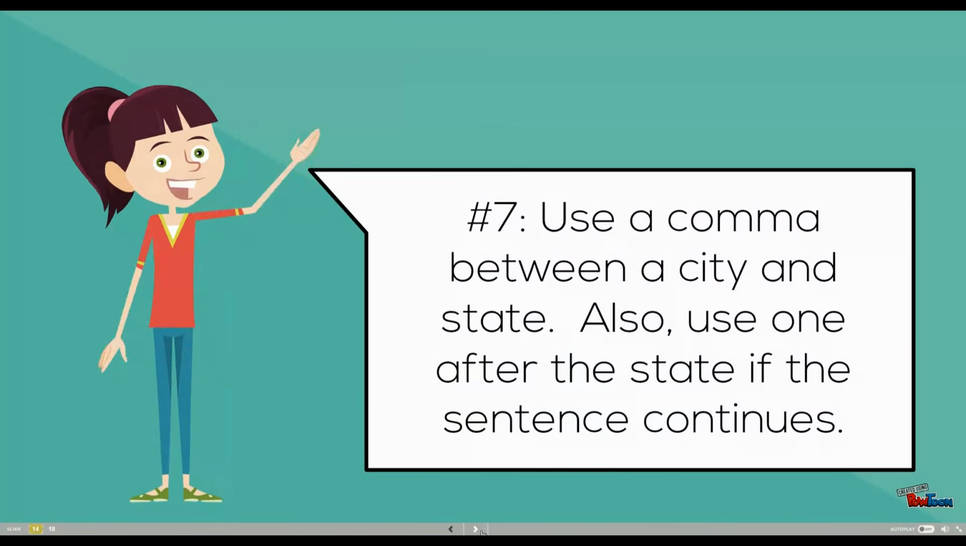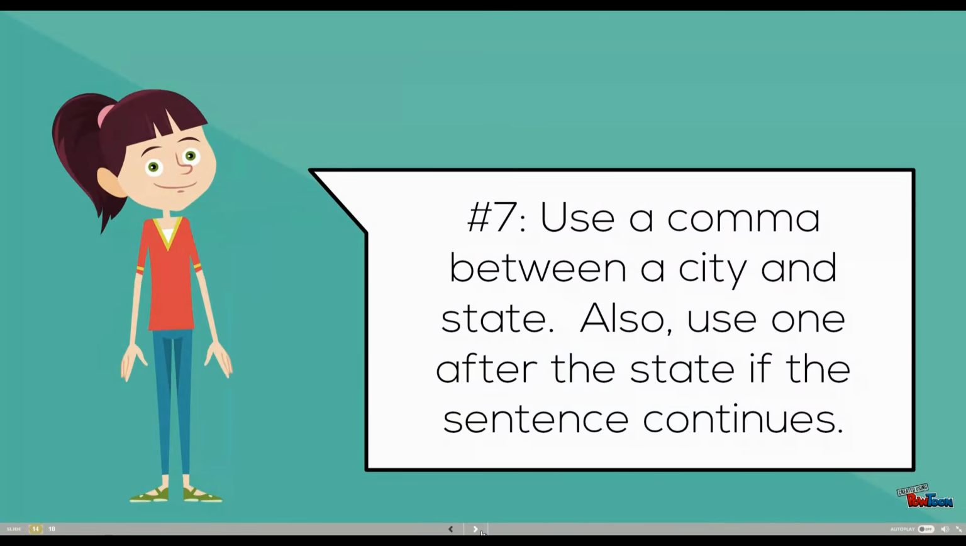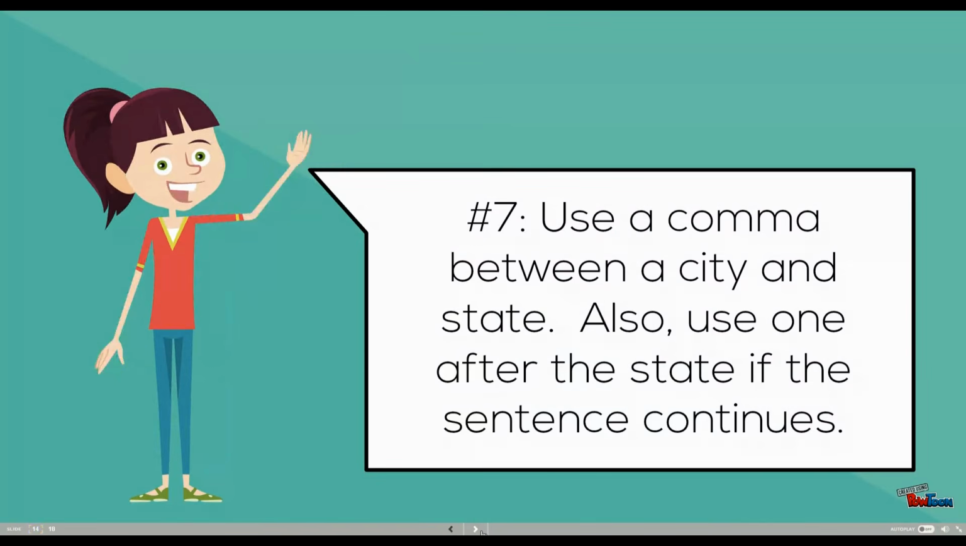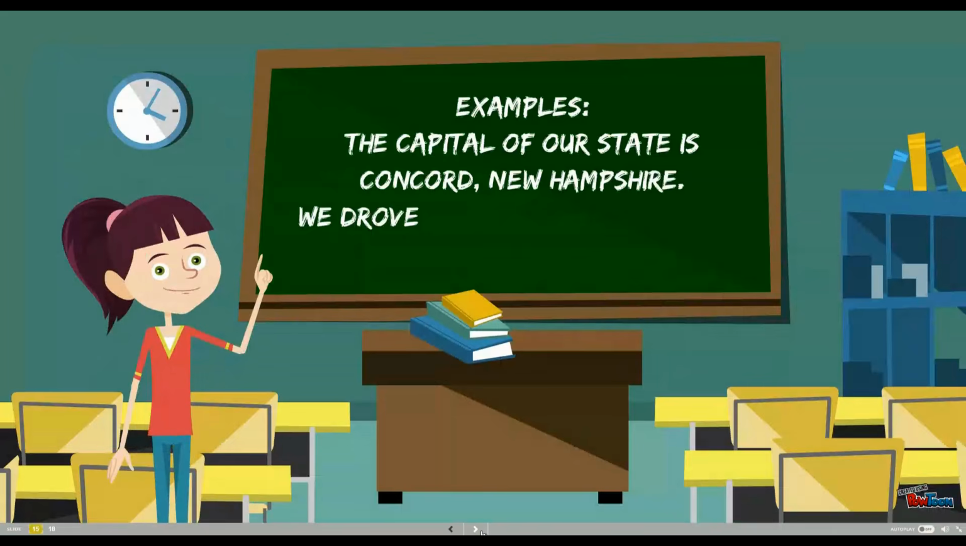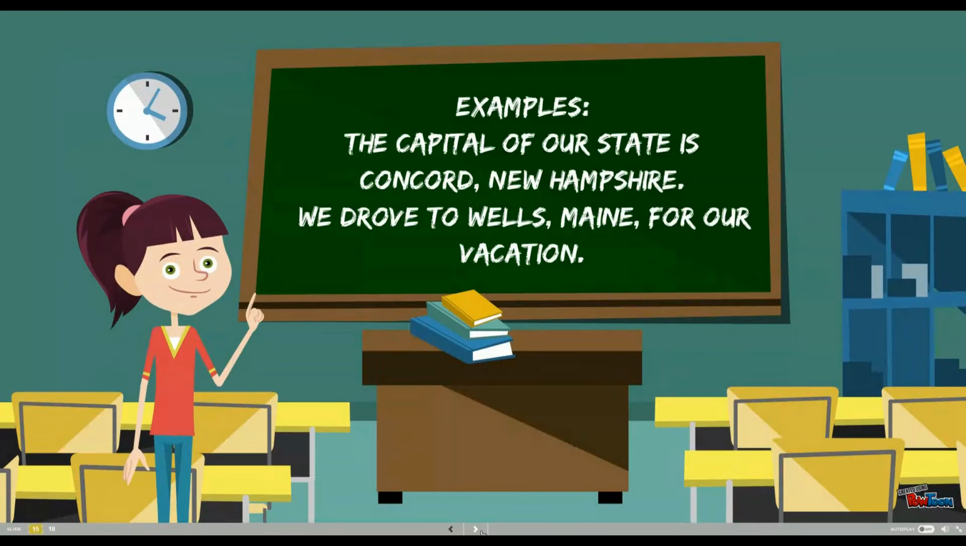Rule number 7, use a comma between a city and a state. Also, use one after the state if the sentence continues on. So here are some examples. The capital of our state is Concord, New Hampshire. We drove to Wells, Maine for our vacation.